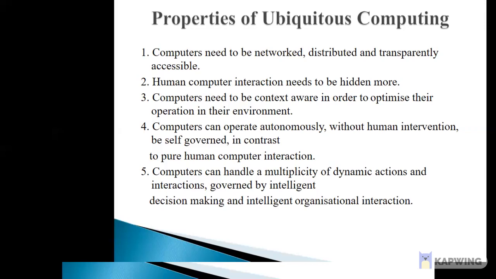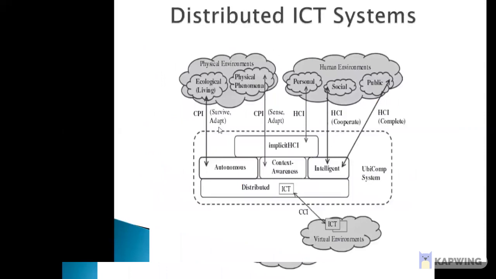The system should automatically execute the operation for which it has been designed. Computers can handle the multiplicity of dynamic actions and interactions governed by intelligent decision making and intelligent organization interaction. So this is the architecture of a distributed ICT system. So three types are there. First one is the physical environment, second one is the human environment, and third one is the virtual environment. In the virtual environment, we are going for virtual reality and augmented reality, which are examples of ICT used in a virtual environment.